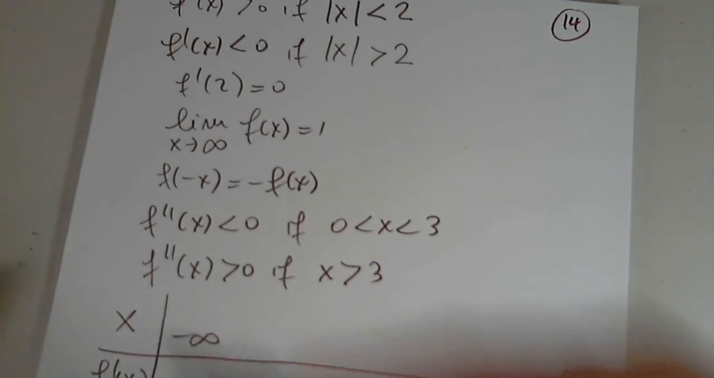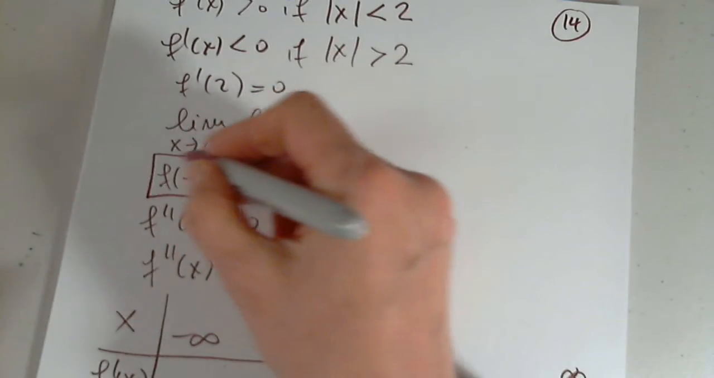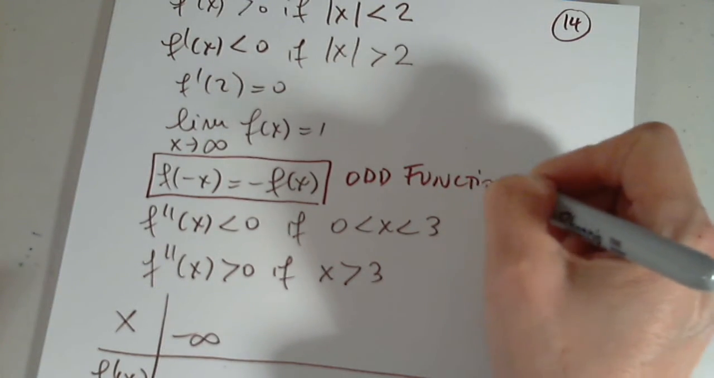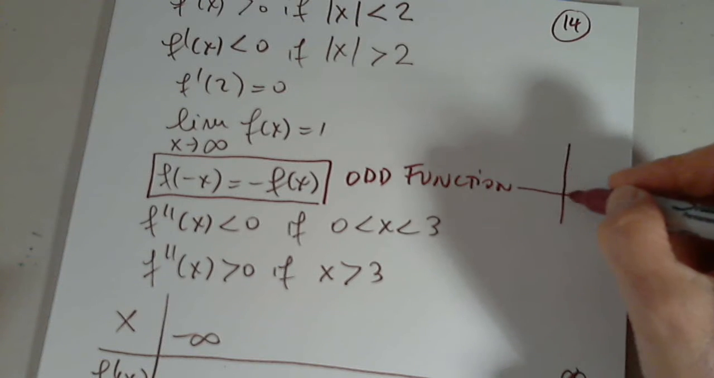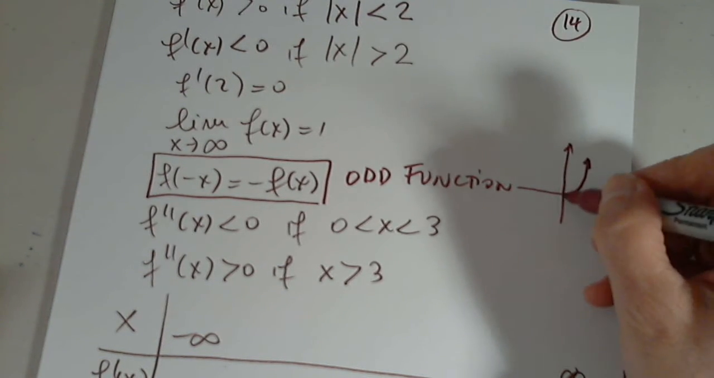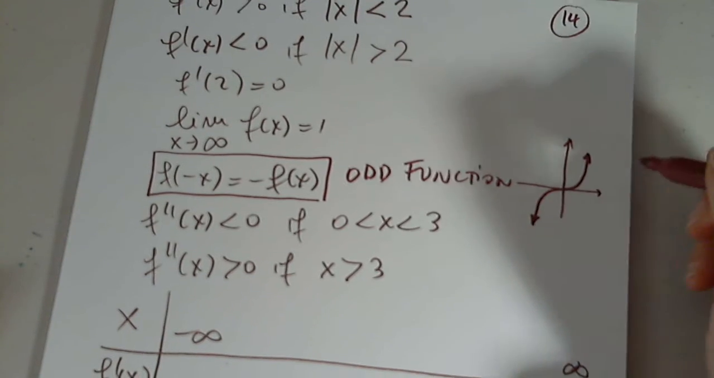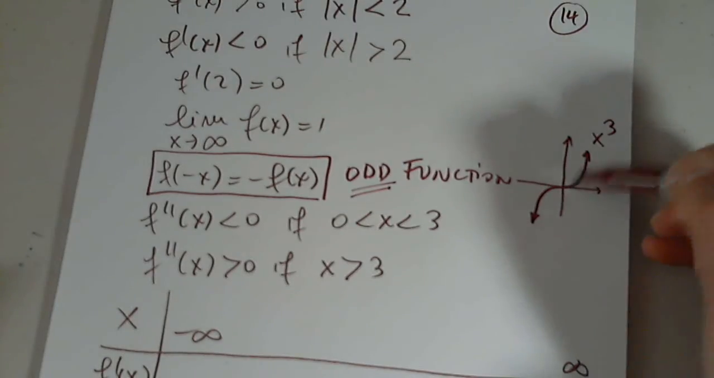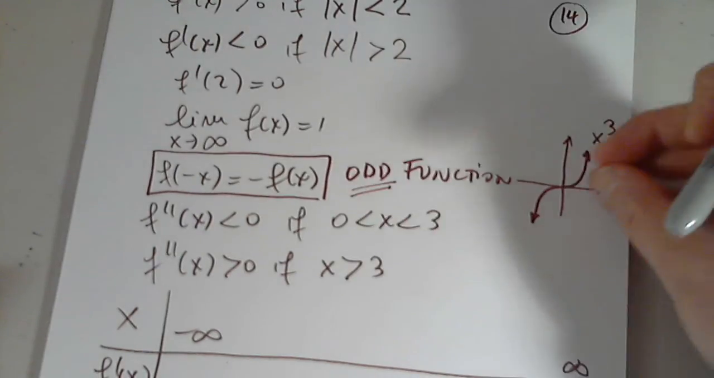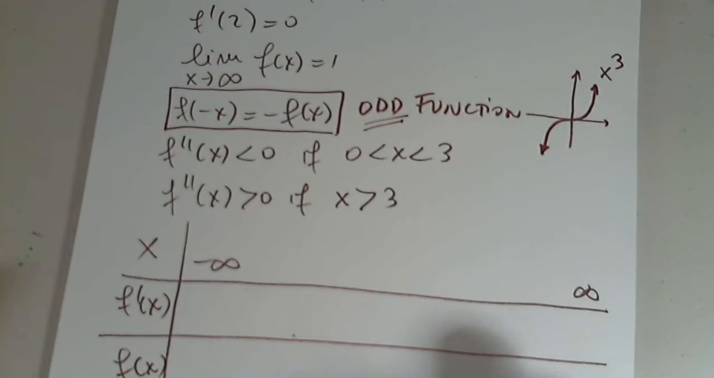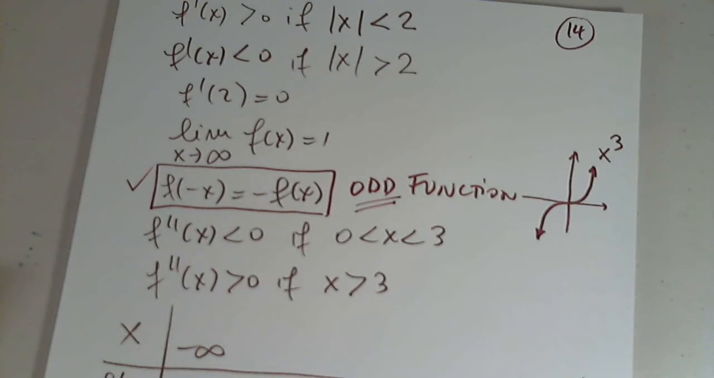this says that the function is an odd function. For example, here's an odd function. Whatever we have in the first quadrant is reflected in the third. So x cubed is an odd function. If you rotate this over the origin, it will overlap. So remember, the function has to be odd. Okay, so this is taken care of.